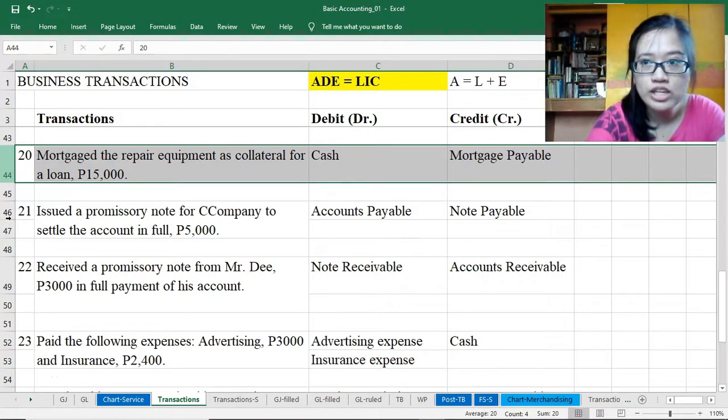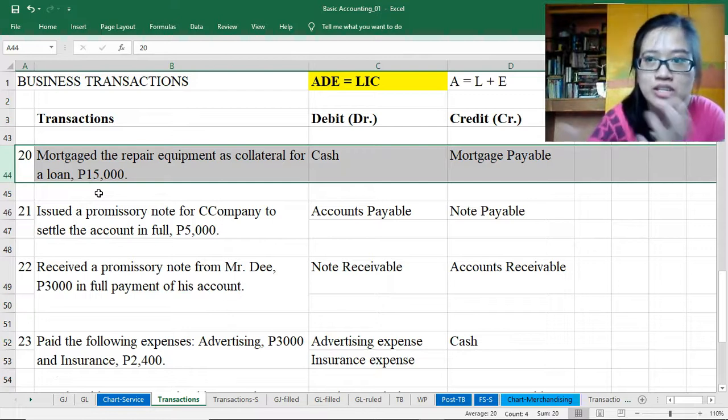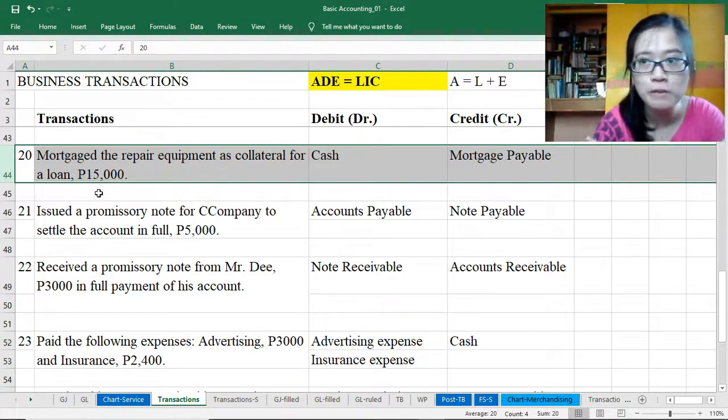Transaction number 20, mortgage the repair equipment as collateral for loan, 15,000. So, dito, nangutang siya, tapos, in case na hindi siya makabayad, kumbaga, pinramis niya na yung repair equipment ang nagiging pambayad niya. Pero in this case, hindi pa involve yung repair equipment. Magiging involved lang yung repair equipment kapag hindi siya nakabayad ng utang, remata or hahatakin ng bangko yung repair equipment. Okay, so pero in this case, nangutang pa lang siya, ginamit lang yung collateral yung repair equipment.